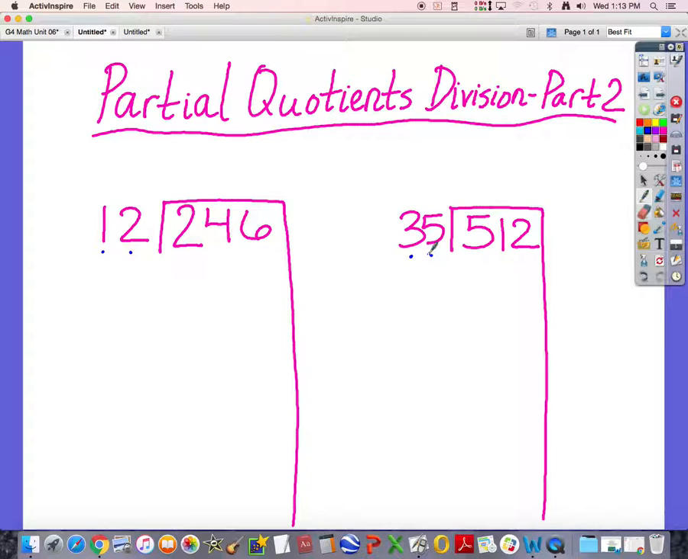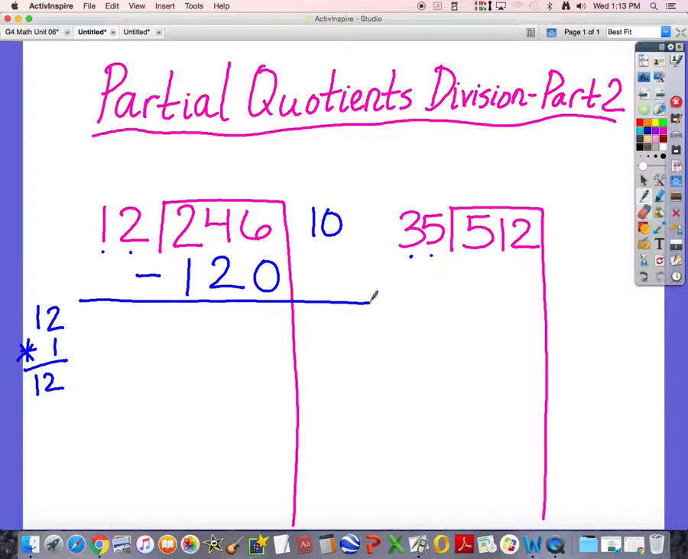Often in part 2 I may have to pull off to the side to do some figuring. Well, I know 12 times 1 is 12, so 12 times 10 is 120. I'm going to start there. So 12 times 10 is 120. I'm going to go ahead and subtract. 6 minus 0 is 6. 4 minus 2 is 2. 2 minus 1 is 1.